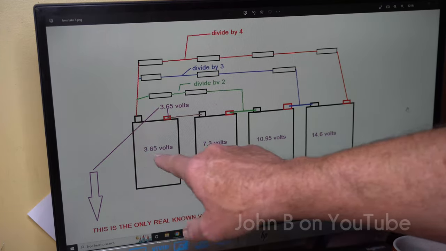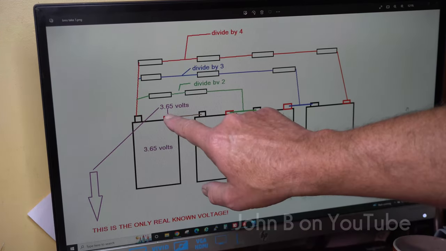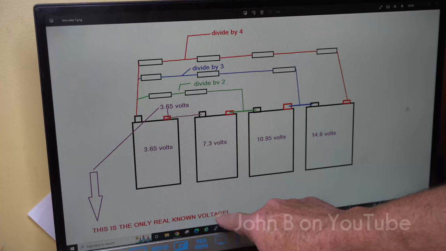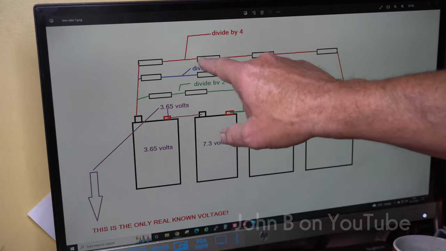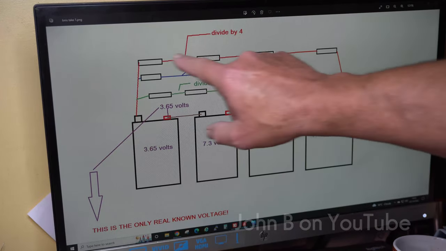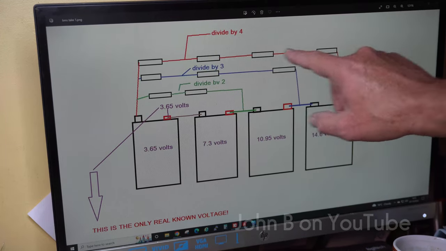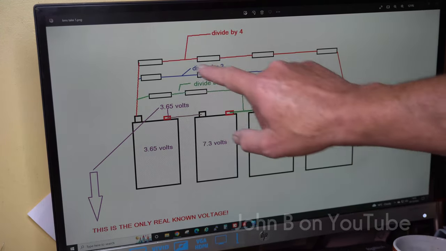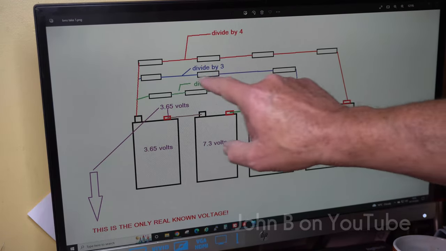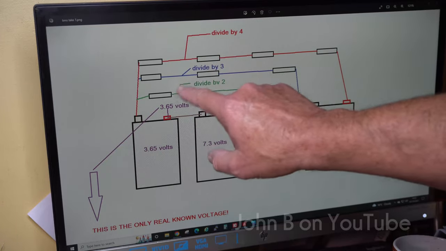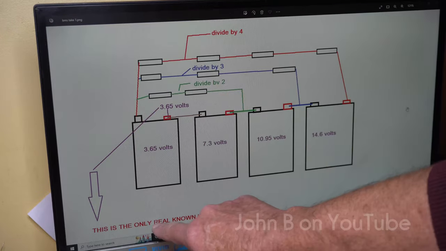I've got a note here. So this first cell, let's assume it's fully charged, 3.65 volts. This is the only real voltage that the microcontroller sees. All the other networks have been divided by resistors. So four resistors on this last cell, 2K, 2K, 2K, 2K. A tap off here. So let's divide by four. Three resistors, 2K, 2K, 2K. Divide by three, divide by two. And the first one you don't divide at all. So that's the real voltage.